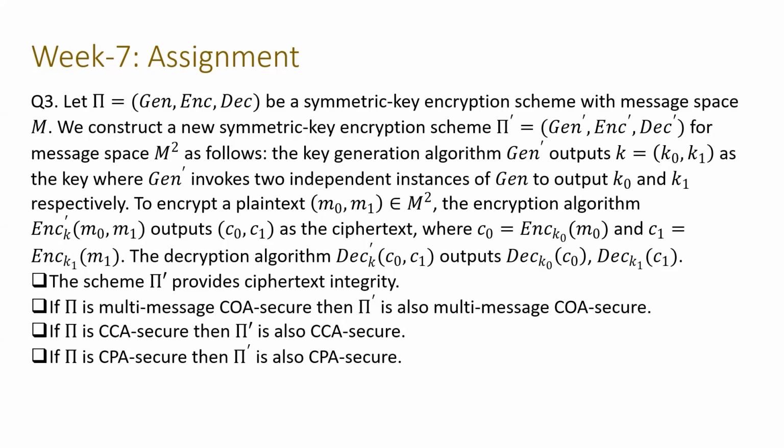Now, the adversary can easily come up with ciphertext C0, C1 dash. Now C0 was the encryption of M0, right? And C1 dash is a valid encryption of M1 dash with respect to keys K0 and K1 respectively. So surely C0, C1 dash will be a valid encryption of M0, M1 dash with respect to keys K0 and K1 respectively, or with respect to the scheme ENC dash.